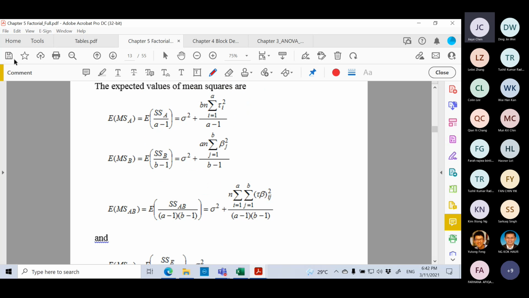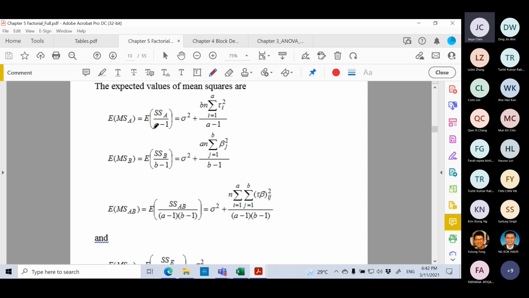So this one is here. I do not expect you to derive this thing. Of course, if you're able to derive it, it's fine. So I have written it out here: the expectation of the MSA, where the MSA is actually the SSA divided by A minus 1.